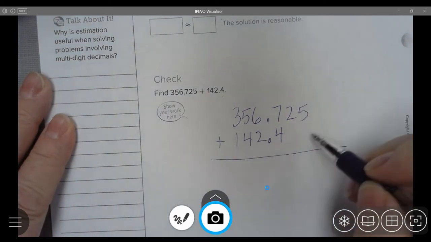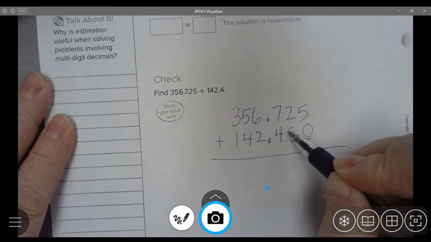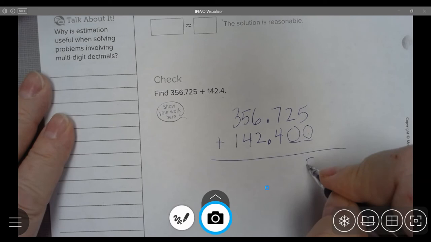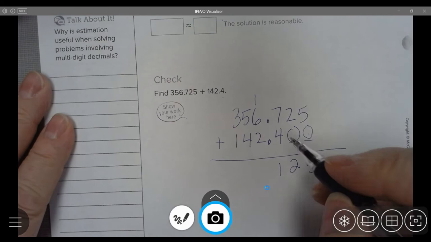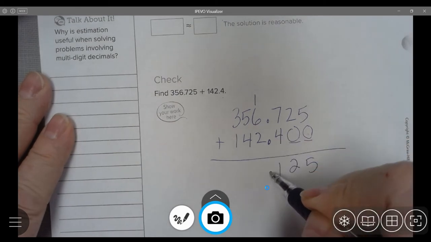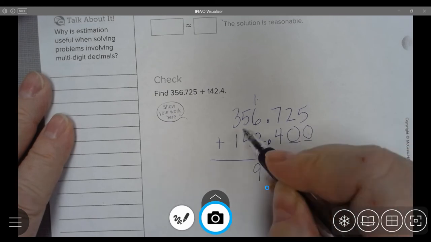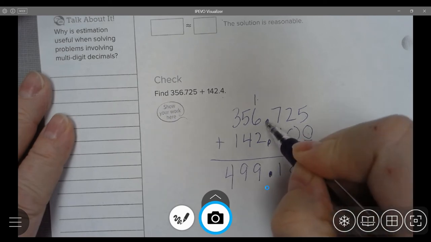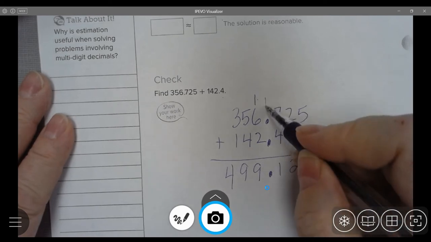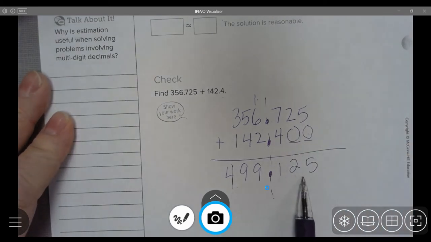I'm going to add these together. There are 2 places that do not have anything underneath them, so I'm going to put a 0. So 5, this would be a 2, this would be 11, carry the 1. We have a decimal here. We need to make sure we bring that decimal down. And then we have 7, 9, 9, 4. So the decimal here is lined up with the other 2 decimals. They're all in alignment. Your answer is 499 and 125 thousandths.